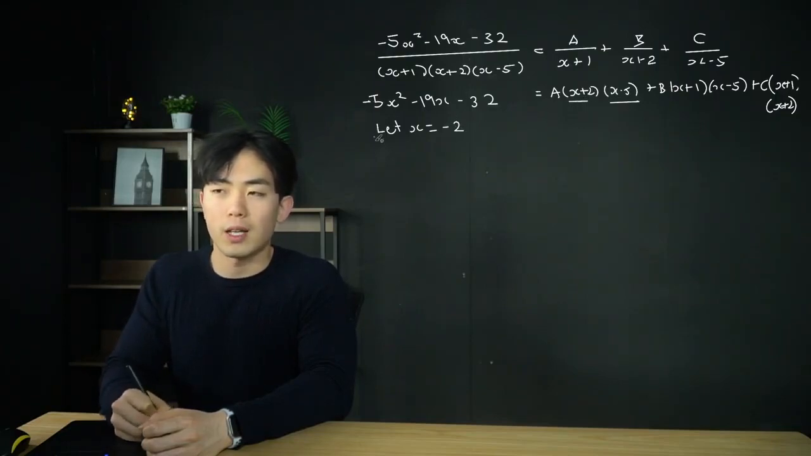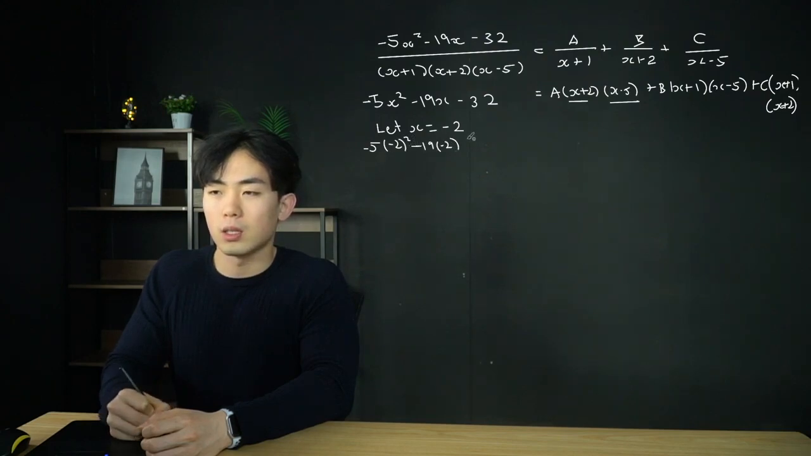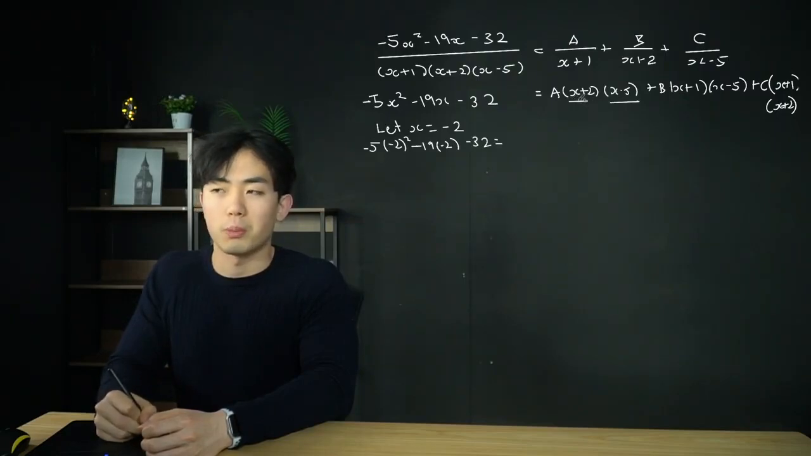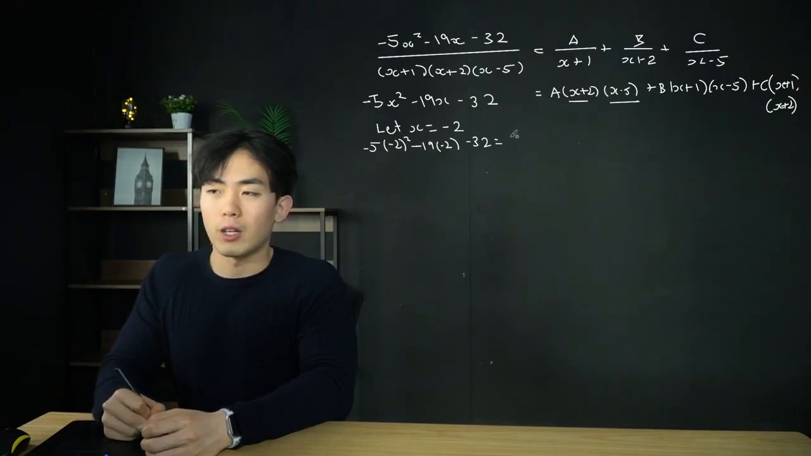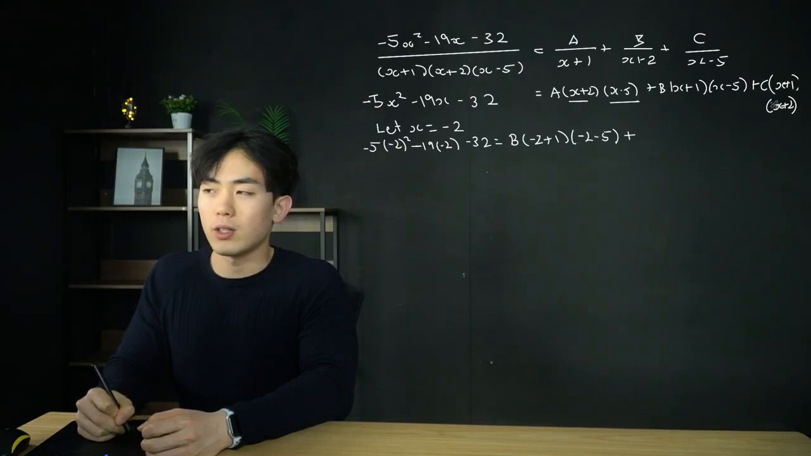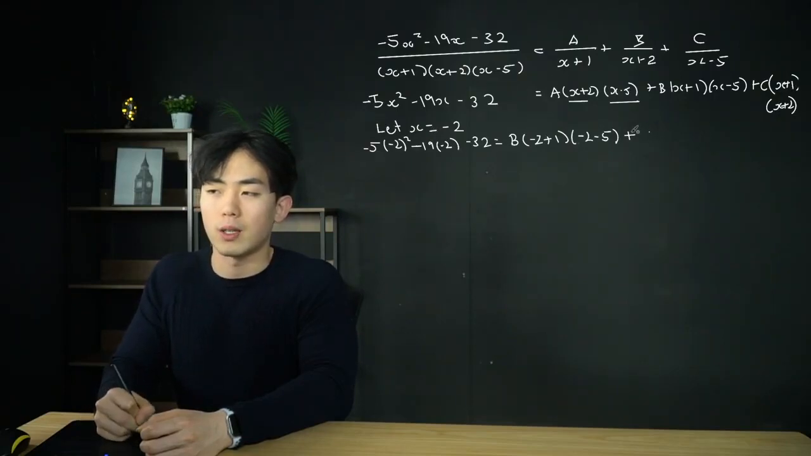If x is negative 2, I plug it into the left-hand side, so minus 5 times negative 2 squared minus 19 times negative 2, so minus 32, and that is equal to, well, this a term will now disappear, because as we said before, x plus 2 is 0, so a will disappear. This b term will have b times negative 2 plus 1 times negative 2 minus 5 plus, as you see in the c term, this also has an x plus 2 in brackets. So if we were to place this x as negative 2 into it, this c term will disappear as well. So in fact, what we just have is just this b term here.